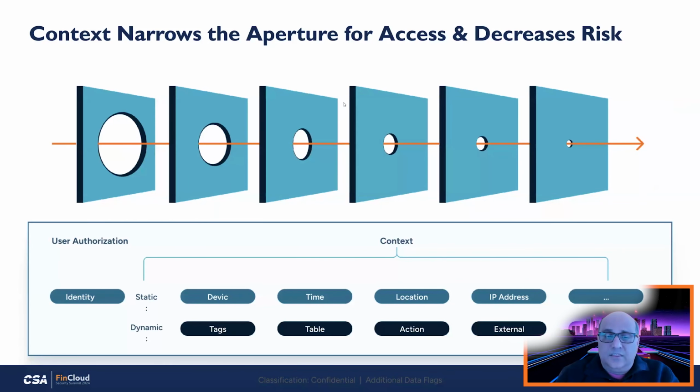So the way that our customers think about this, the way that we want to approach this, is starting from zero trust as the foundation. There is strong authentication tied to the identity that a user presents themselves. And then you derive context, which can be static from the device the person's coming in from, when they're coming in from, the location they're coming in from, the IP address.